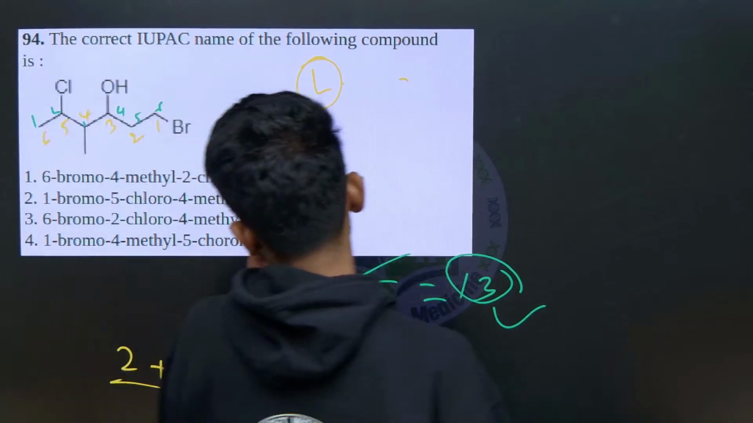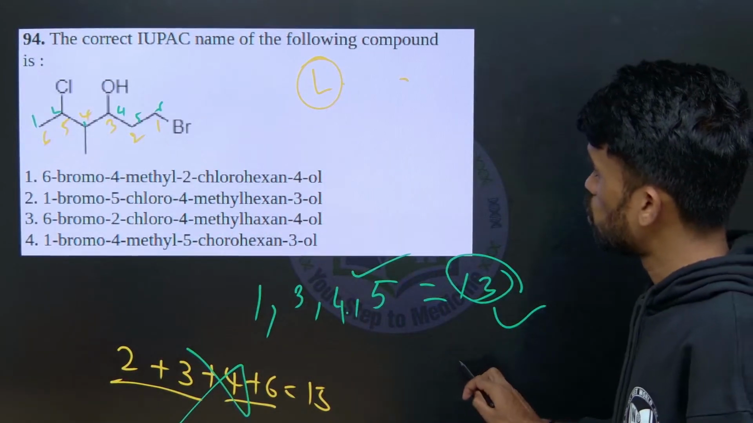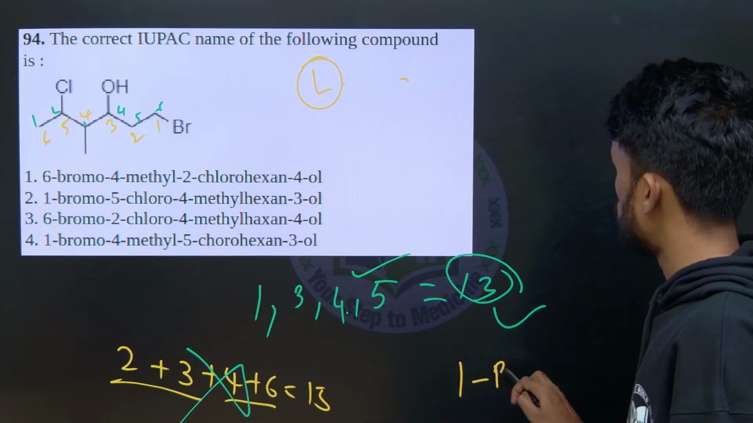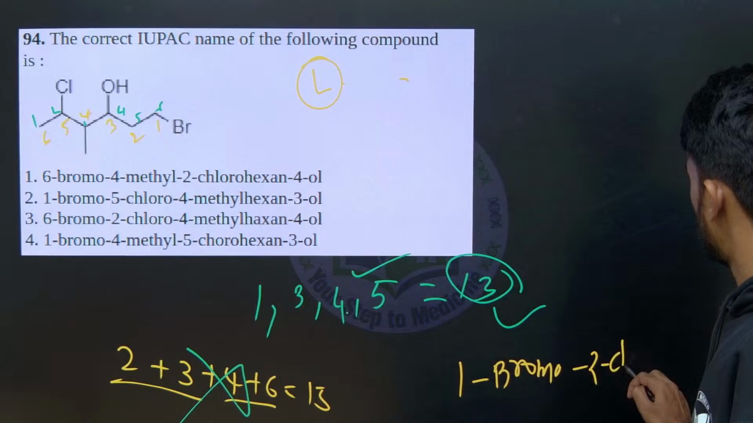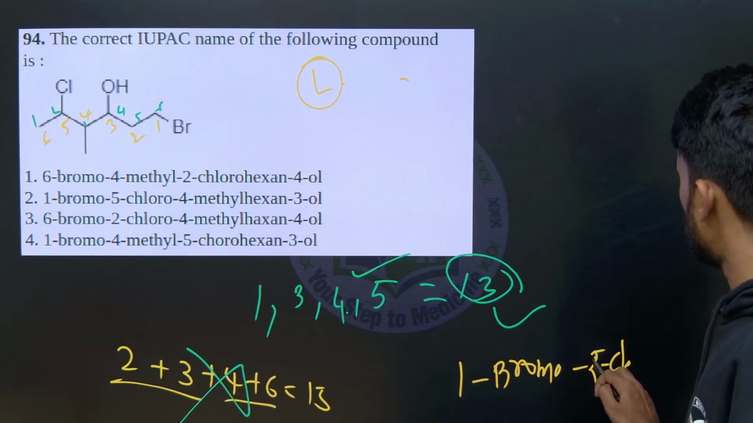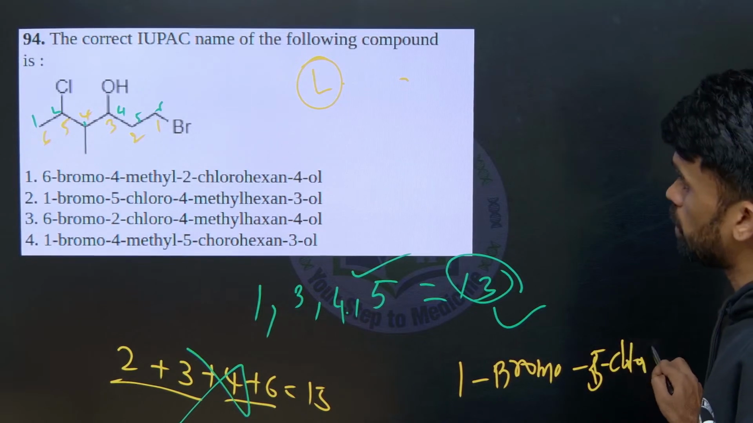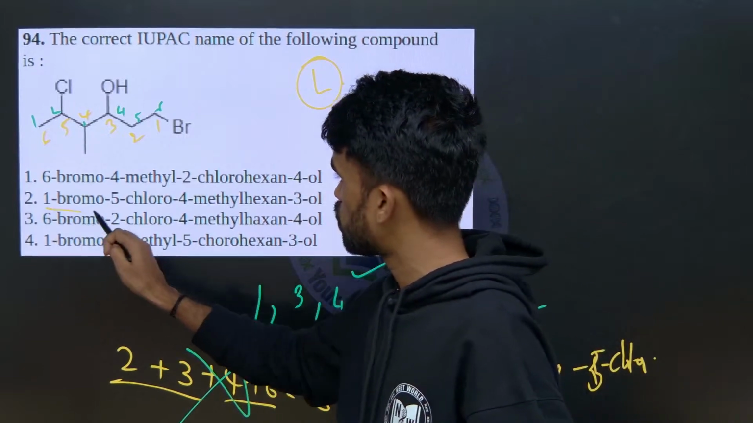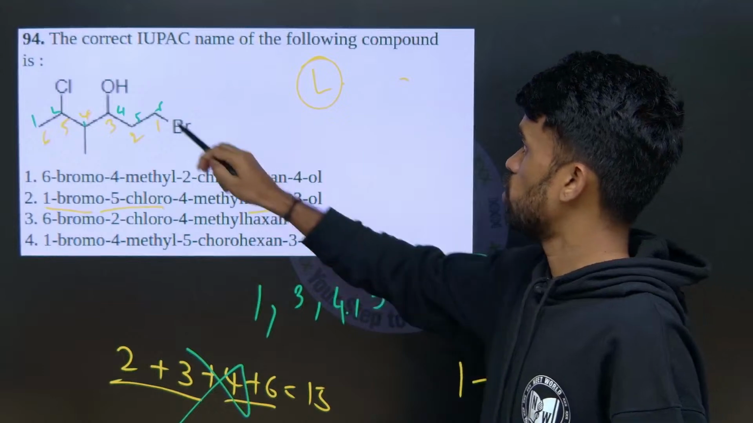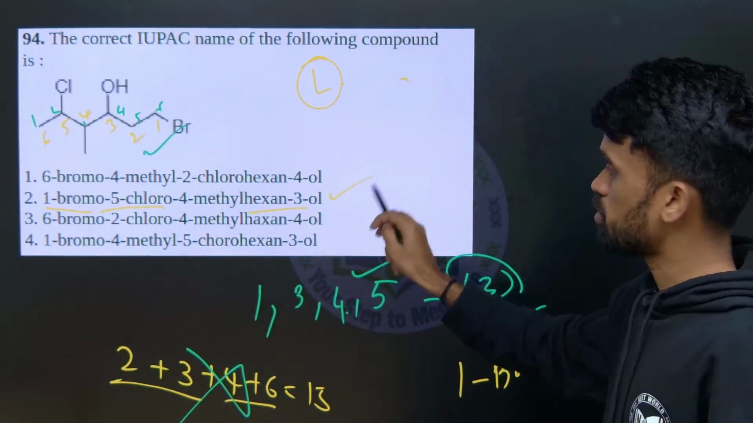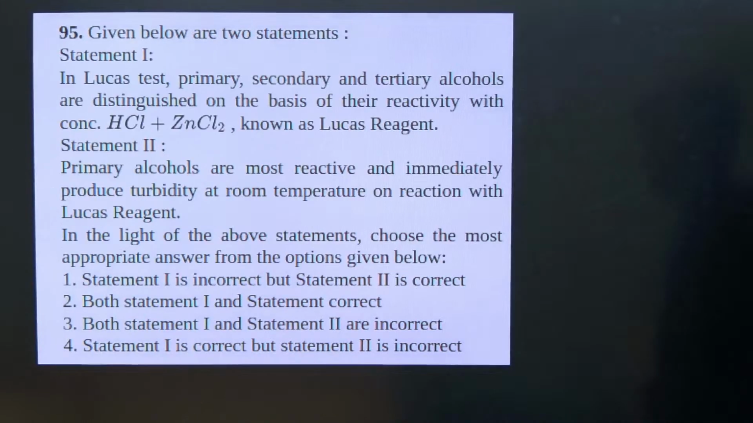So what can we get? 1 bromo, follow the alphabetical order. 1 bromo, and 5 chloro. So where do we have the option like that? 1 bromo, 5 chloro, 4 methyl hexane, 3 ol. Yes, option 2 is correct. Next.